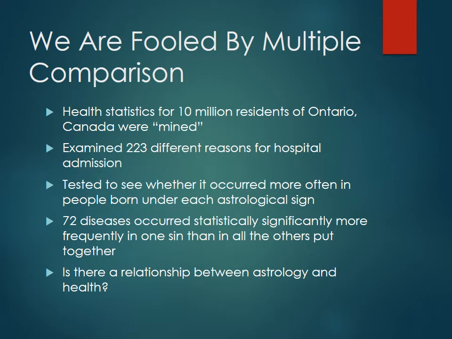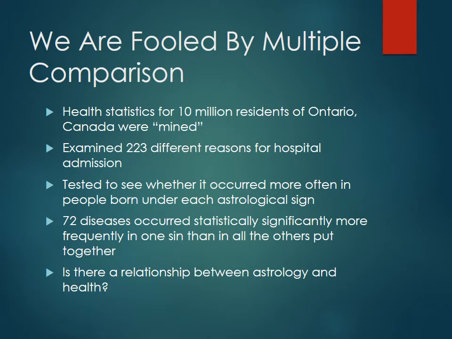Another thing you have to be really careful of in the medical literature is the multiple comparisons problem. As an example, they did a study where they were looking at health statistics for 10 million residents in Ontario, Canada, and they basically just mined it for data, right? This is a common way to generate hypotheses, where you can go through and mine databases. They looked at 223 different reasons for hospital admission, and they wanted to see if any of those had any relation to astrological sign. Say if you're a Scorpio, you're more likely to be admitted to the hospital with a head injury, right? Those are the kinds of things they were looking for.